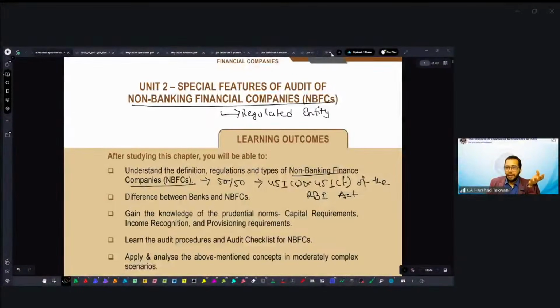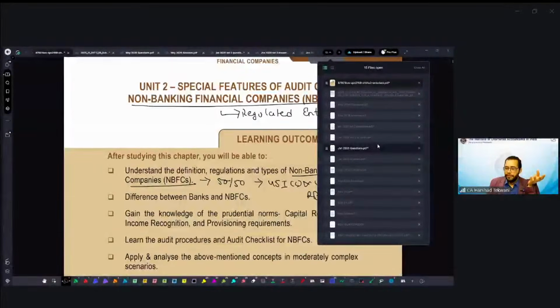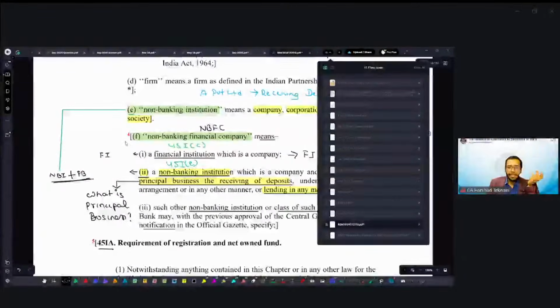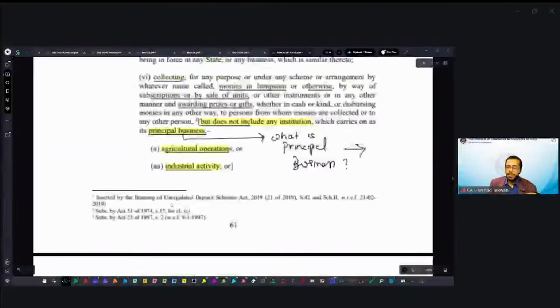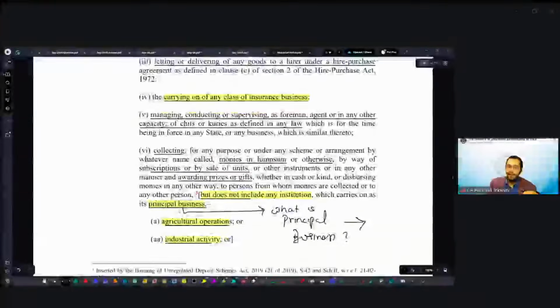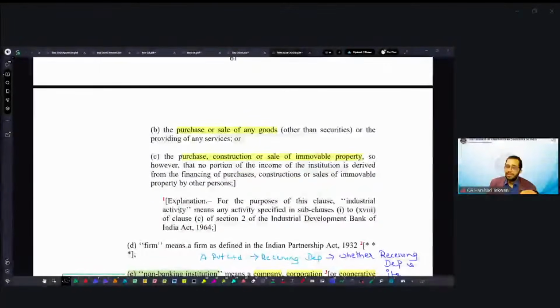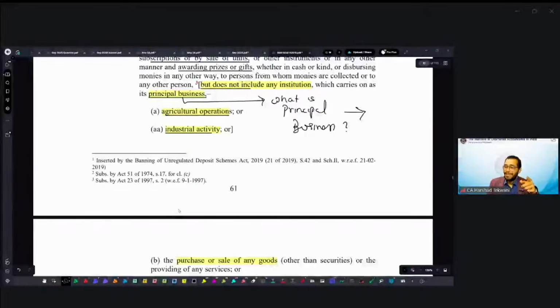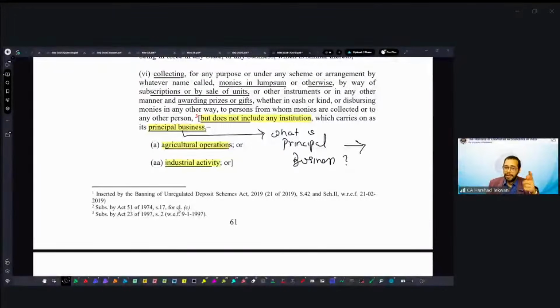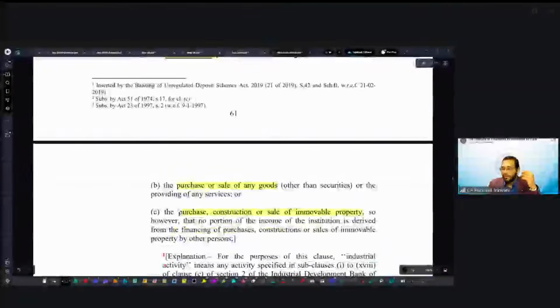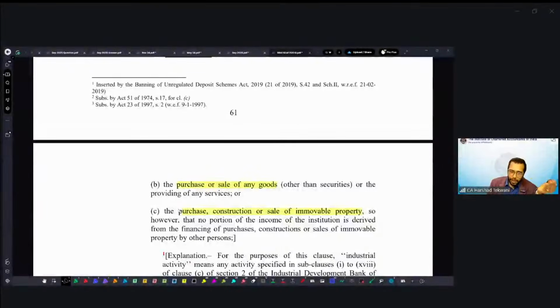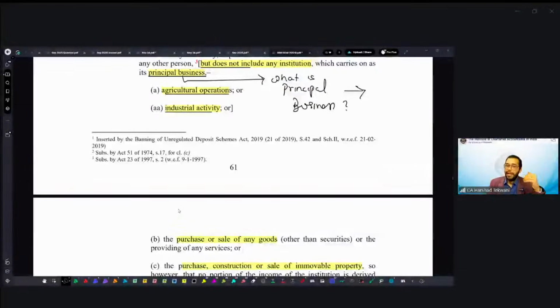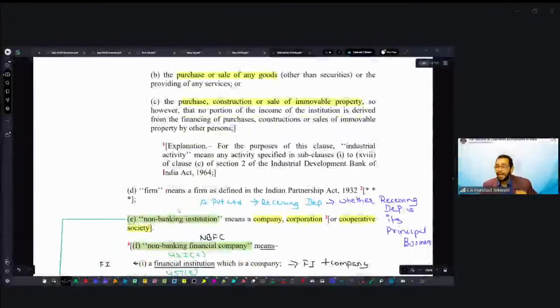Now, some may ask, sir, for FI, do we need to check the 50-50 criteria? Yes, you need to check. Otherwise, how will you prove that the principal business is not an agricultural operation, industrial activity, purchase and sale of any goods, or purchase and sale or construction of immovable property? If you establish that the principal business is lending and receiving deposits, that means the principal business is not agricultural operation, industrial activity, and so on. So you need to test even for financial institutions, in an indirect way, to demonstrate that they are not into other activities.